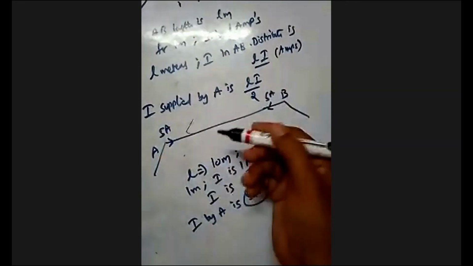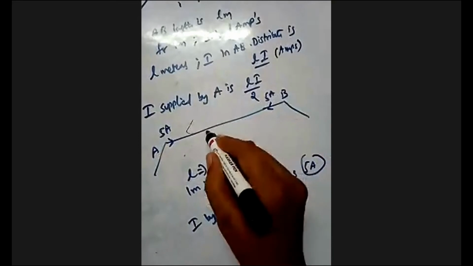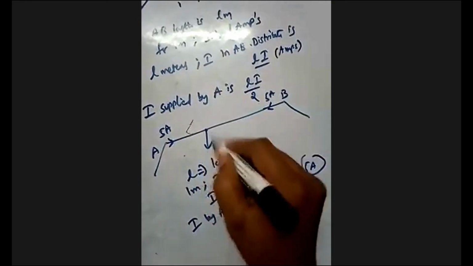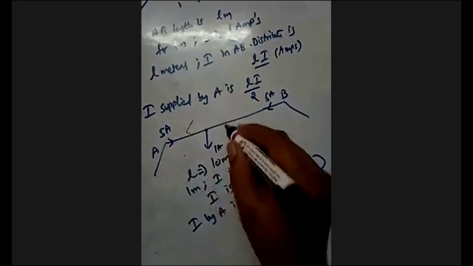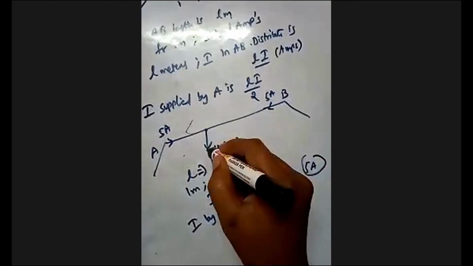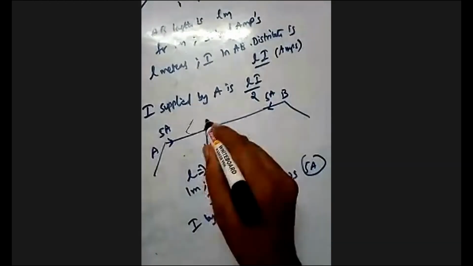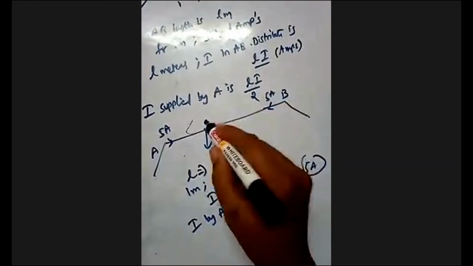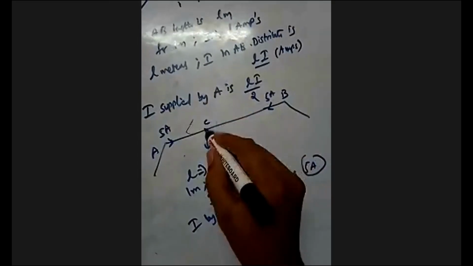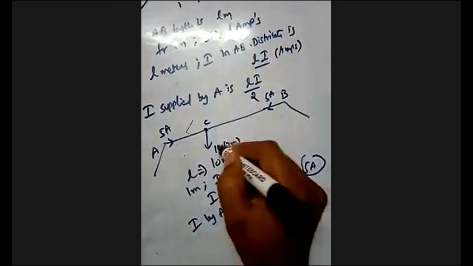Now at some point, let's say at 3 meters, we are drawing a current of 1 amp. This is A, this is B, and let the point be C. Now, what is the current at this point? Simply apply KCL: 5 is coming, 1 amp is leaving.